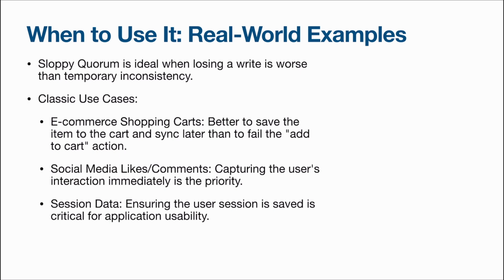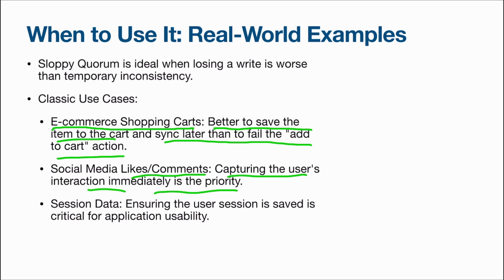When do we use it? There are some real world examples. For example, if there is an e-commerce shopping cart, it's better to save the item to the cart and sync later than to fail the add to cart action, because if a customer is trying to buy something and can't add it to the cart successfully, there are very high chances they will not go ahead with the purchase. Similarly, for social media likes or comments, where consistency is not very important, we can capture the user's interaction immediately as the priority. And for session data, ensuring that the user session is saved is essential for application usability.